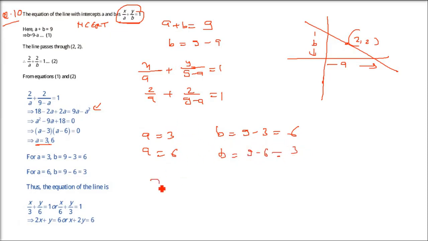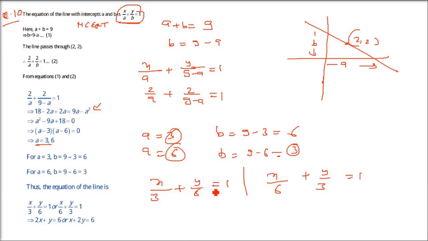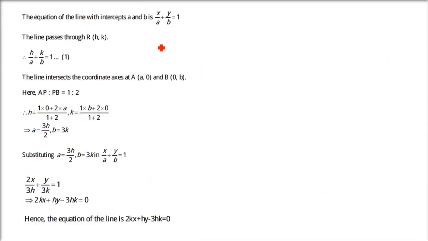Now with a and b, x by a, that is x by 3, plus y by 6 equals 1. And the second equation is x by 6 plus y by 3 equals 1. So multiply both sides by 6, every member by 6. So you get 2x plus y equals 6. And here also you get x plus 2y equals 6. These are the two equations you are going to get.